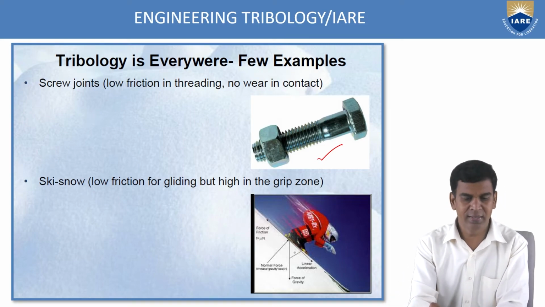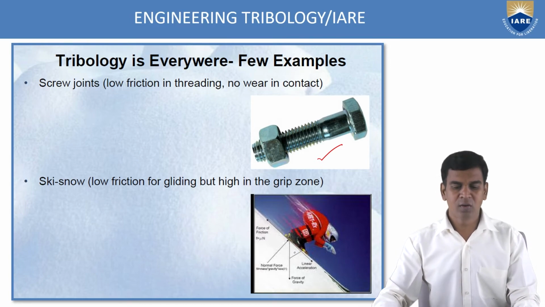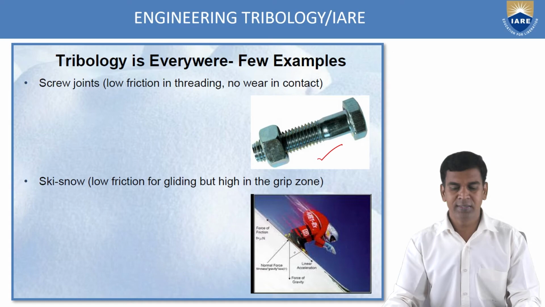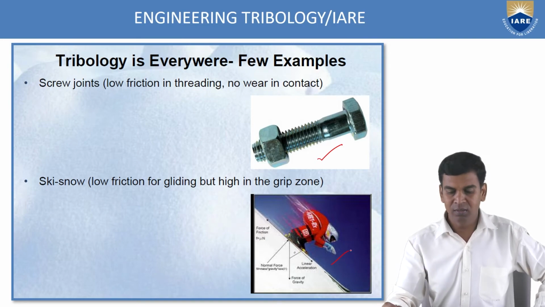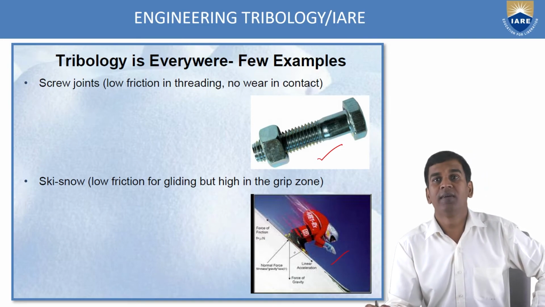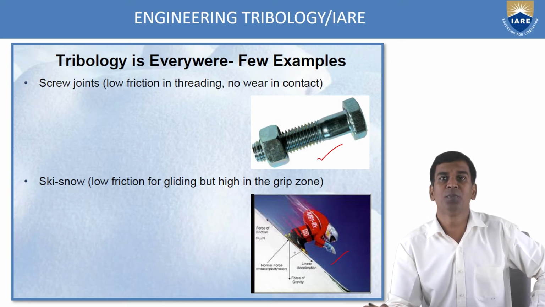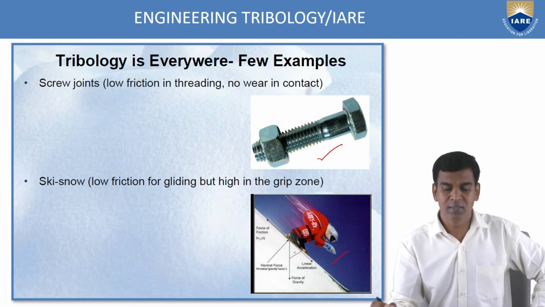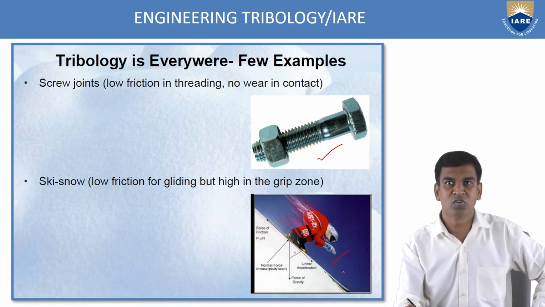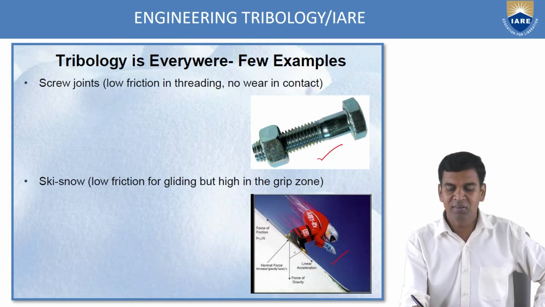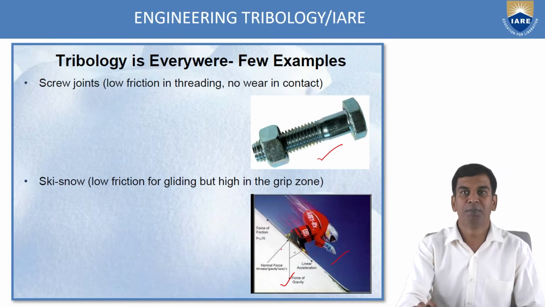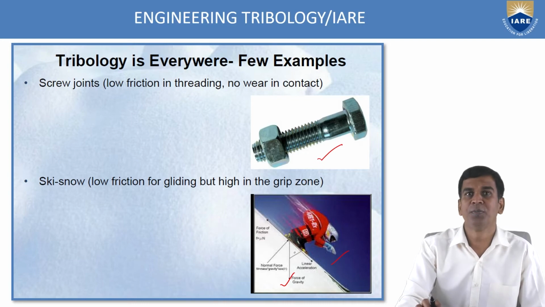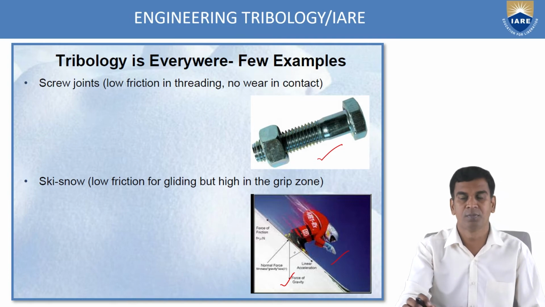Now we will see another example. Ski snow. Here, low friction for gliding, and high grip zone. Here you can see the person gliding or sliding on the ice, so the frictional force should act in the upward direction, and the linear acceleration should act in the downward direction, and the gravity force is in the downward direction, and the normal force is acting perpendicular to the person. Here, low friction should be there for gliding or grip zone purpose.